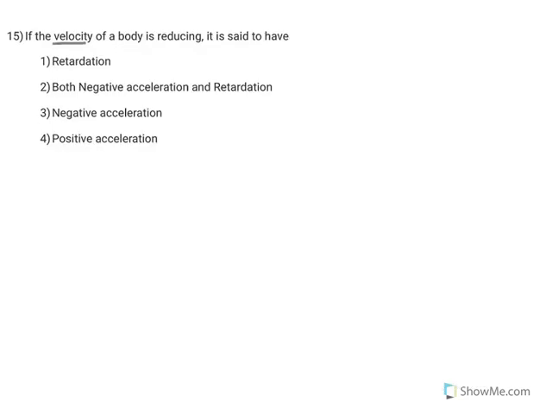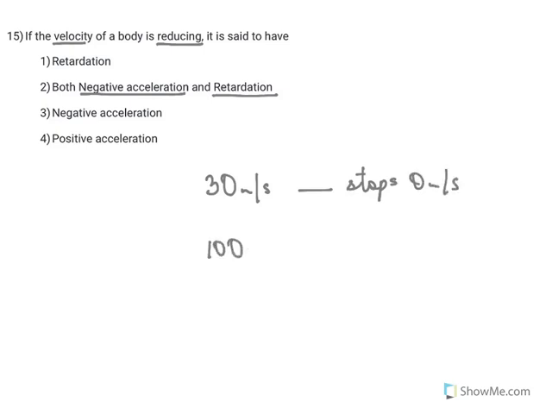The velocity of a body is reducing. It is said to have both negative acceleration and a retardation. What is retardation? Negative acceleration. When the velocity of an object keeps on decreasing, it is said to be retardation or negative acceleration. Like from 30 meter per second, the object stops, comes to rest, means 0 meter per second. Or say from 100 meter per second, it would become say 20 meter per second. Here when you calculate your acceleration, it will come negative.